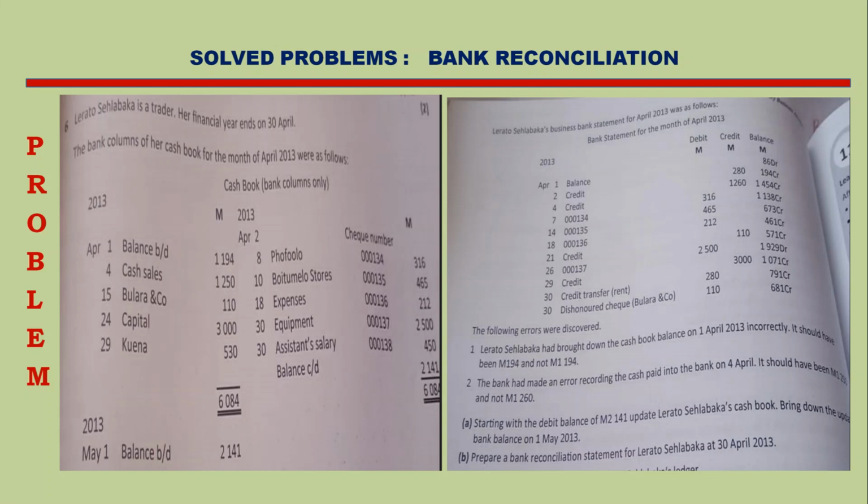M1260. A. Starting with the debit balance of 2141, update the Lirato Shalabaka's cash book. Bring down the updated bank balance on 1st May 2013. B. Prepare a bank reconciliation statement for Lirato Shalabaka at 30th April 2013.